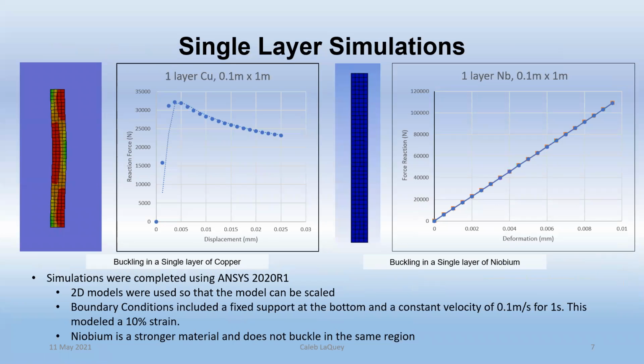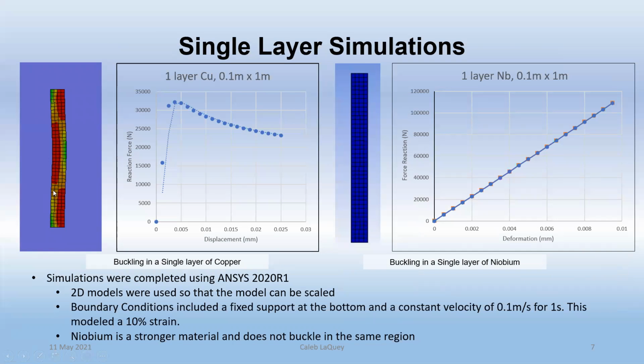So we started with single layer simulations. This we did so we could develop the 2D model and learn how to use ANSYS. Over here we also use boundary conditions of a fixed support on the bottom, and constant velocity on the top for 1 second to give us a 10% strain.